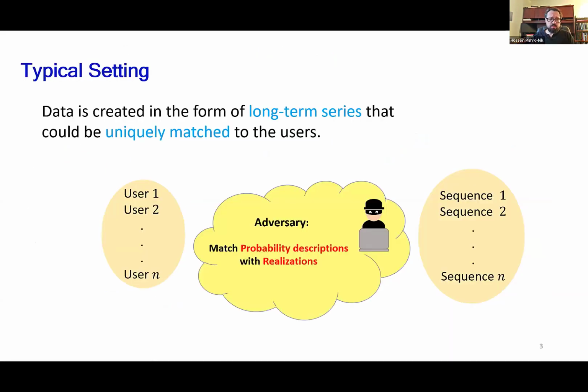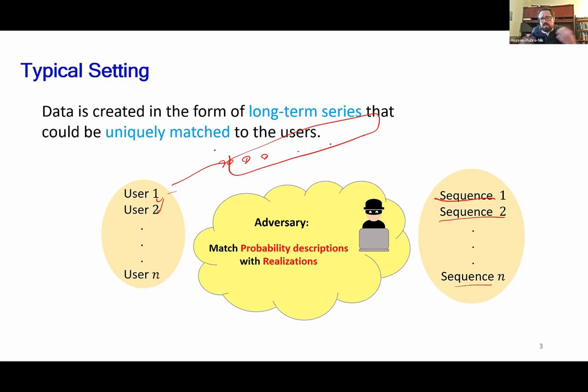Now, one way to look at these problems is to assume that you have n users, user one, user two, user n. These users are essentially using these applications. And each user creates a sequence, right? So user one creates sequence one, user two creates sequence two, and so on. So a sequence essentially is the data of that user. For example, in the context of the location data, it's a location of the user at different times. So at time 0, time 1, time 2, the locations of this user, this gives us a sequence. So we have a bunch of sequences.